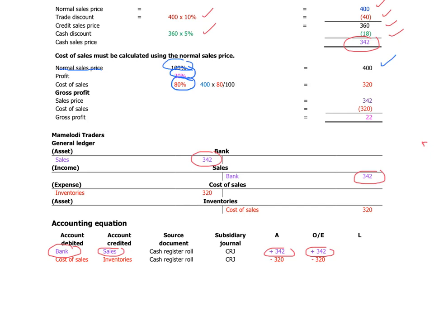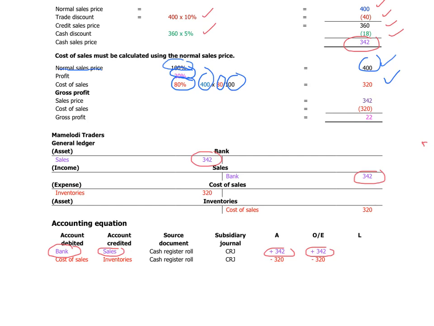If we want to calculate the cost price, we use the amount given, the 400, and I multiply it with the one that we want to know, that is the 80, divide by the percentage that's known, the 100, and that will give us 320 Rand.